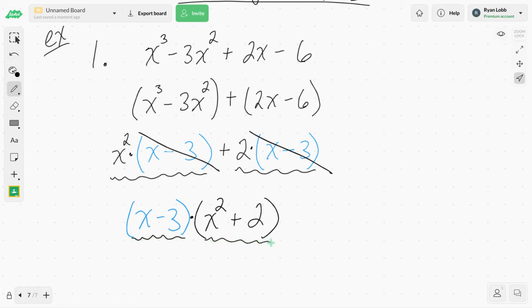What about this? I see a square, but this is a sum, right? This isn't any type of factoring we could do. So in this case, this would be done. So there's the first factor by grouping we have. I'm going to do a couple here.